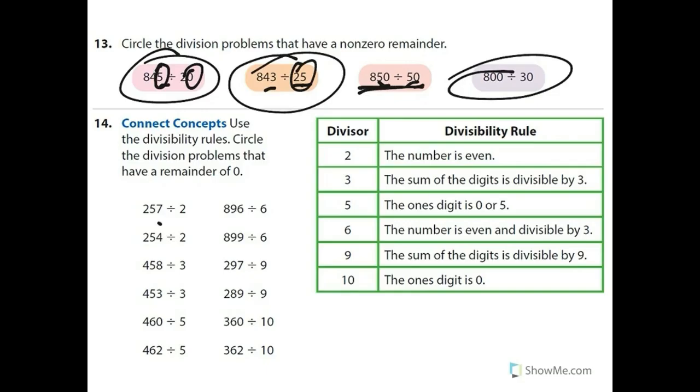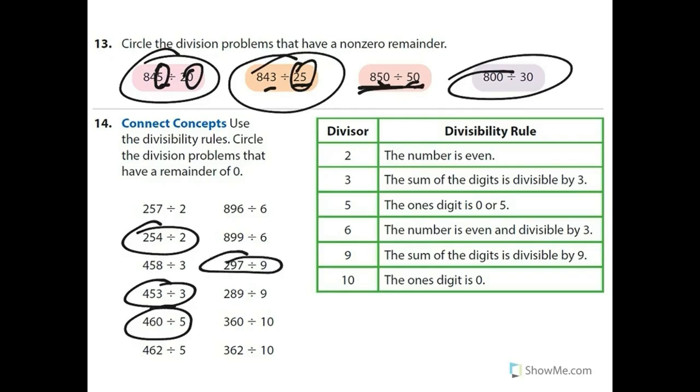All right, did you get these? Get those 5? Yep. It's those 5. 2, the number is even. None of these. Well, that one's not even. This one's even. Okay. The sum of the digits is divisible by 3. 4 plus 5 is 9 plus 8 is 17. Not divisible by 3. 4 plus 5 is 9. 9 plus 3 is 12. Divisible by 3. And then the 5, the 1's digit is 0 or 5. See, that's not. That is.